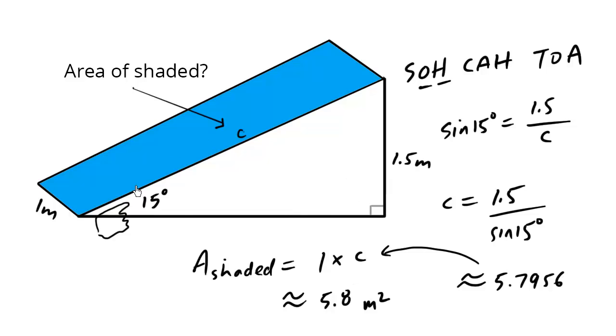So the key to being able to find these volume and area questions is to see where these triangles are. Once you have the triangles, carefully choose the correct trig ratio here. SOHCAHTOA is your friend.